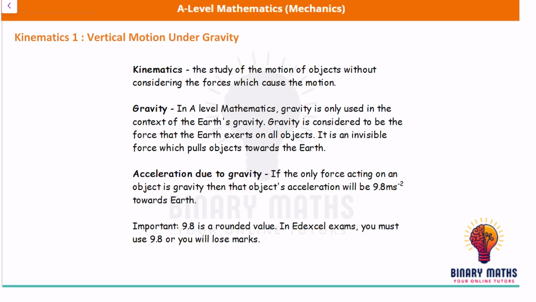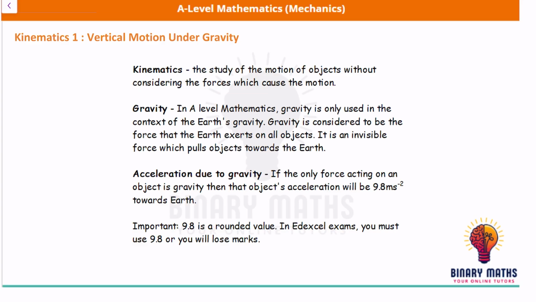So let's go through some definitions first. Kinematics is the study of the motion of objects without considering the forces which cause the motion. Gravity. In A maths, gravity is only used in the context of the Earth's gravity. Gravity is considered to be the force that the Earth exerts on all objects. It is an invisible force which pulls objects towards the Earth.